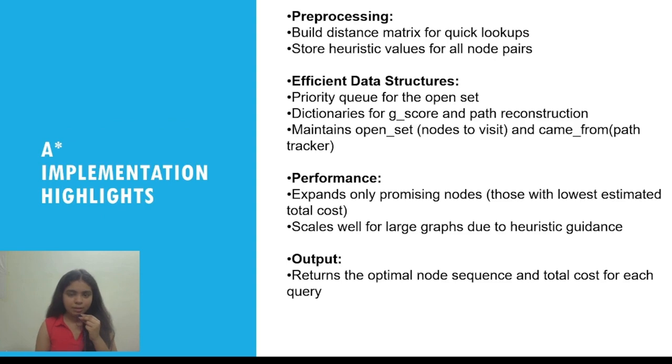Implementation details. Here I am using a distance matrix in which each element shows me the distance between i and j. The data structure being used is a priority queue, in which I am storing the nodes which are yet to be explored.